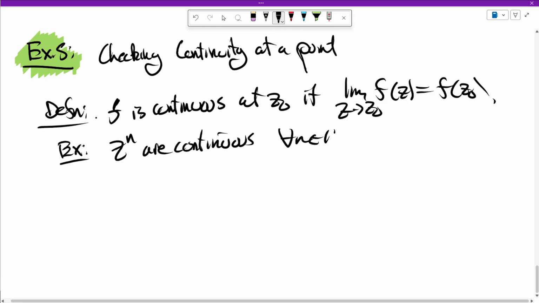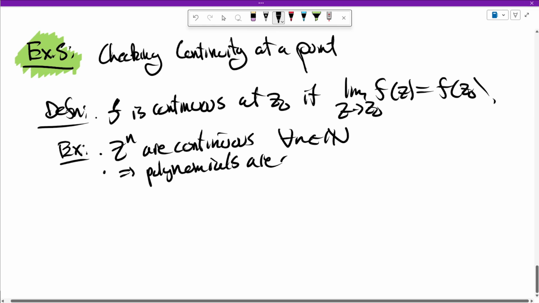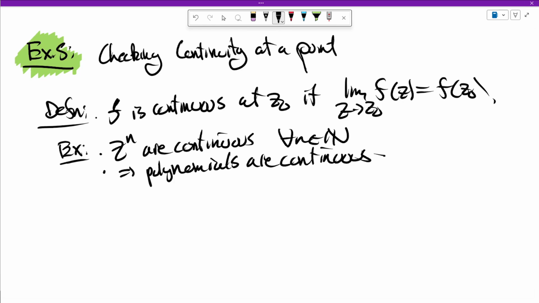for all n in the natural numbers. And in particular, as a consequence of this, polynomials are all continuous. And that was the content of the previous video where we looked at the power functions. We saw you could just plug in z naught. Okay, so now that's what it means for our function to be continuous.